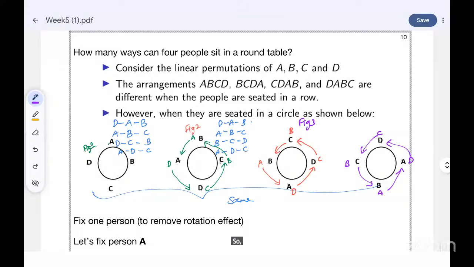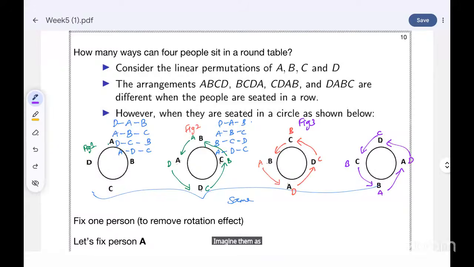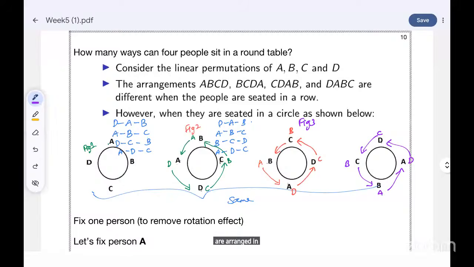Whatever position they are sitting, instead of imagining them as persons, if you imagine them as beads, you can imagine it clearly. That's why I'm giving this example. If instead of A, B, C, D as persons, imagine them as a chain or a necklace. You can easily rotate the necklace. Whatever beads you have arranged, even if you are rotating, the beads are arranged in the same way. The arrangement will not change if you are rotating the necklace, right?